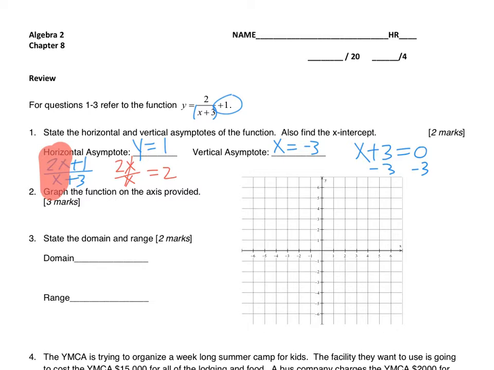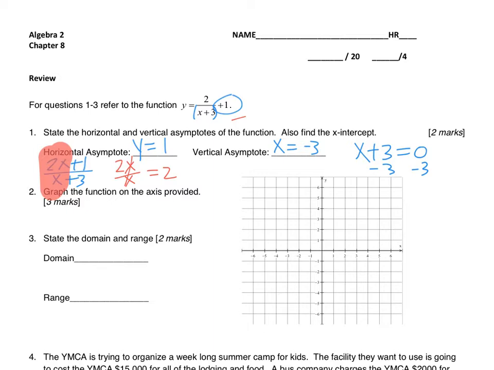When you have x's on the top and bottom, it's different than the example we have up here. When there's a number added on the end and there's no x on top, that number is the horizontal asymptote. When there are x's top and bottom, you look just at the x's, you simplify the fraction, and that is the asymptote. The vertical asymptote is the same no matter what. You set the bottom equal to 0 and you solve.